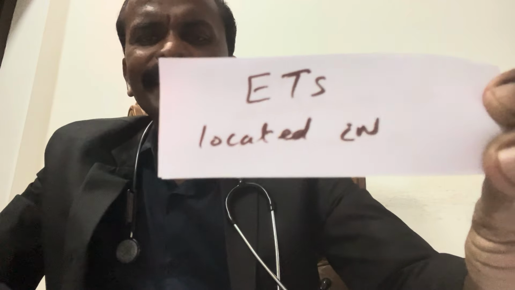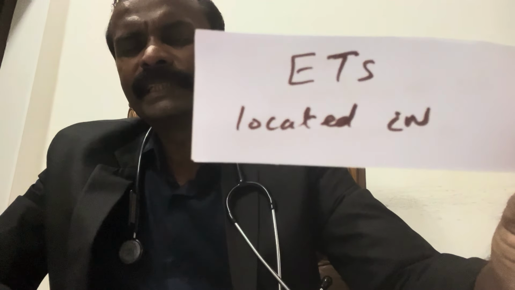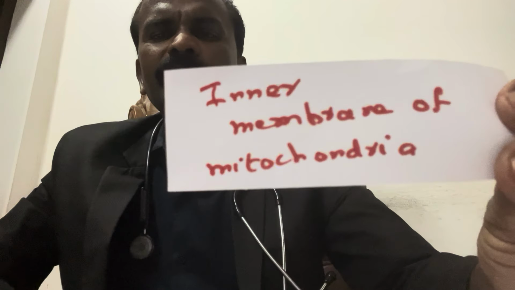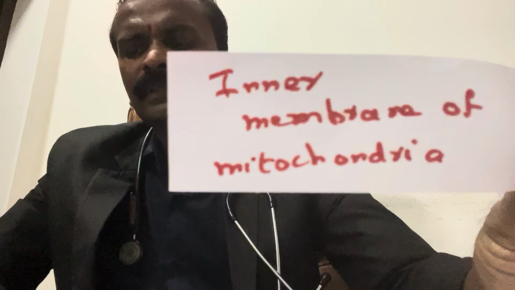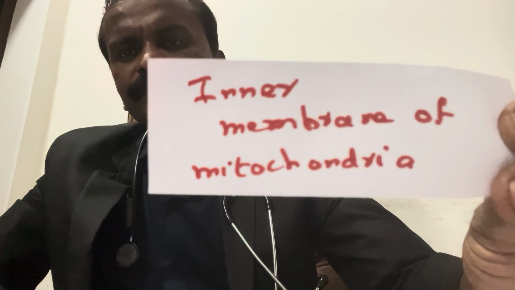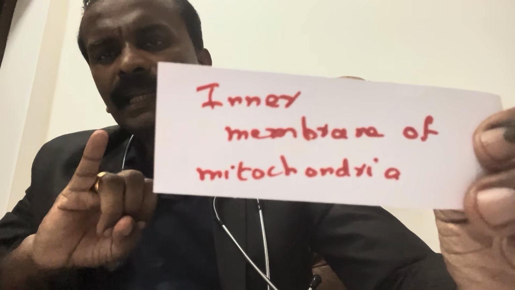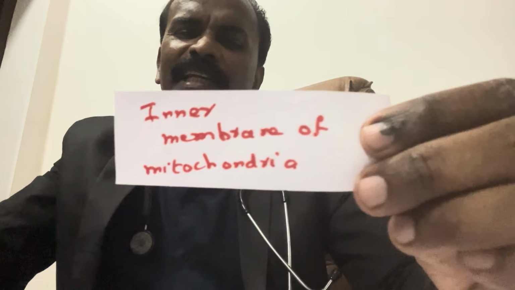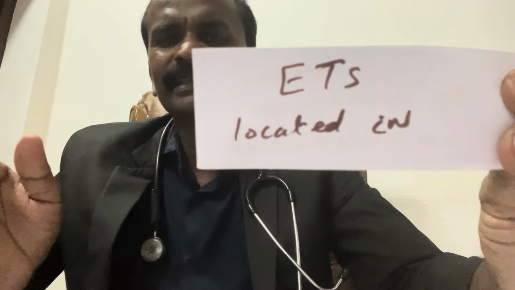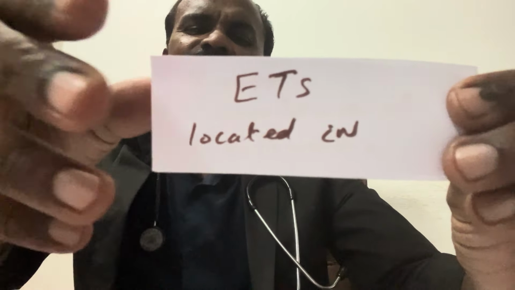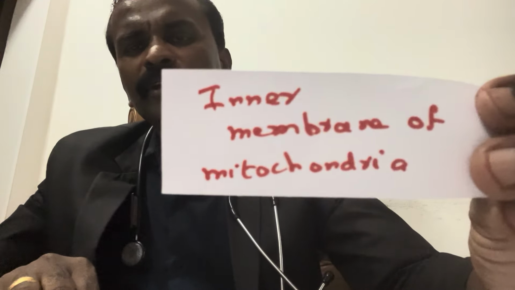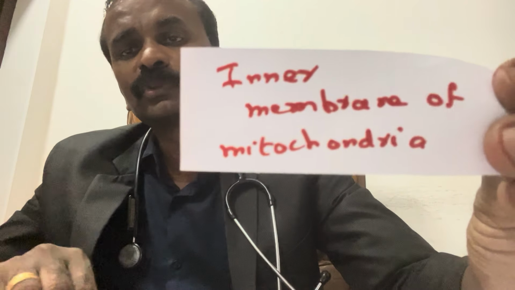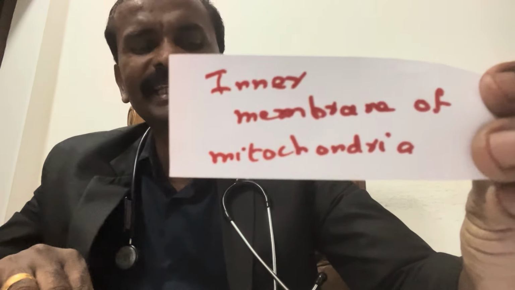ETS is located in, same repeat MCQ. It's located in the inner membrane of mitochondria. What is ETS? Electron transport system. We discussed it in the beginning. ETS system is located in the inner membrane of mitochondria. They might ask you, in the exam they will keep outer also. Don't forget the question. ETS system.